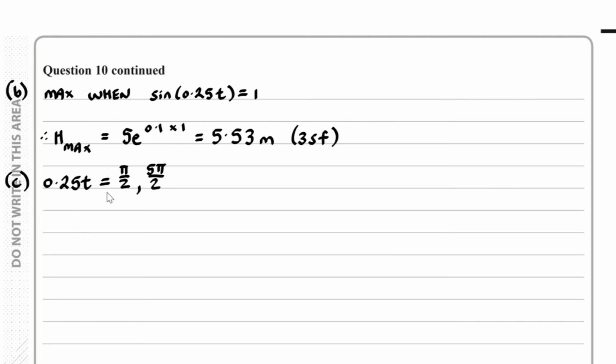And so we have 0.25t equals 5 pi upon 2, and so therefore t is equal to 10 pi, so the value of t is equal to 10 pi, which is 31.4 seconds.